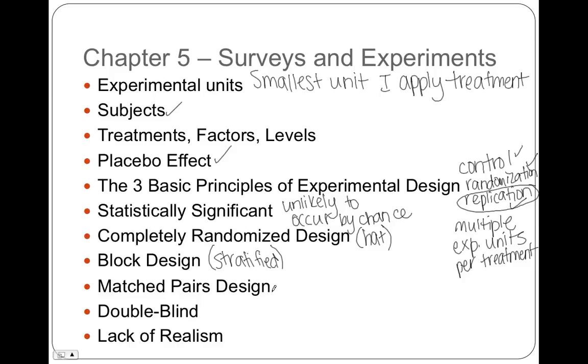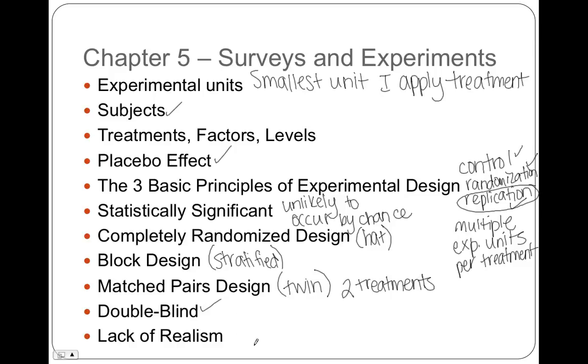A specific way to do that is with matched pairs. That's like a twin study. Okay, I have two people that are paired together very closely, and then I randomly assign each of them to one of two groups. In a matched pairs design, I can only have two treatments.